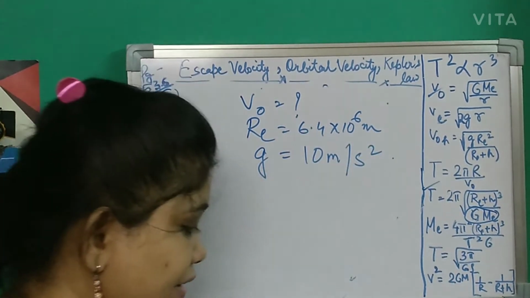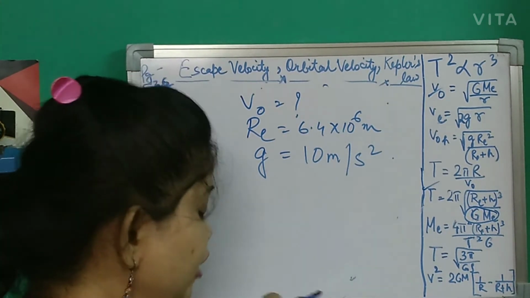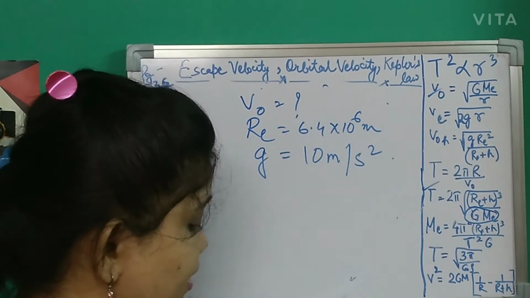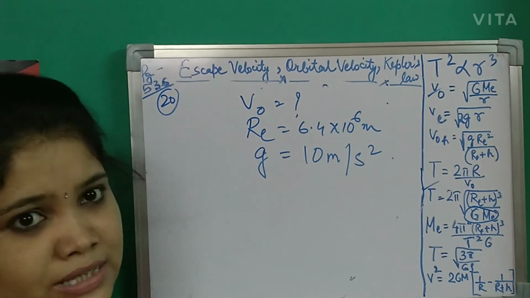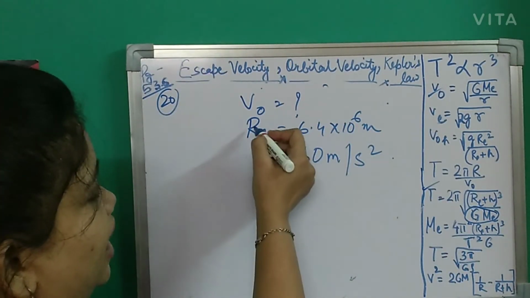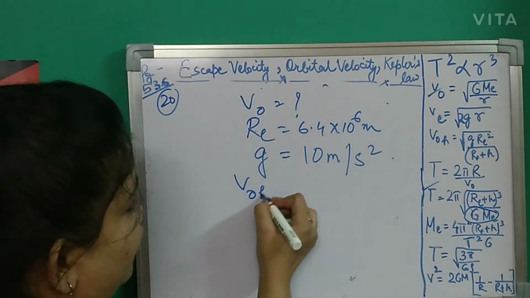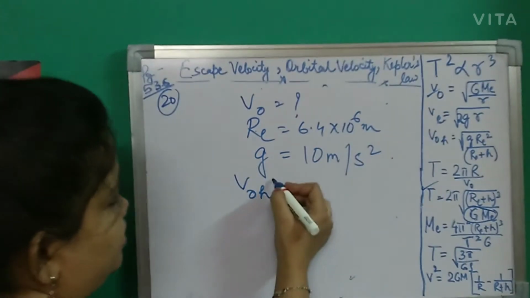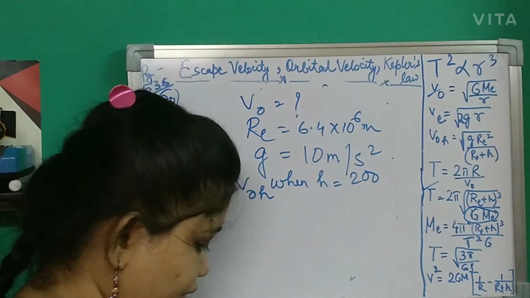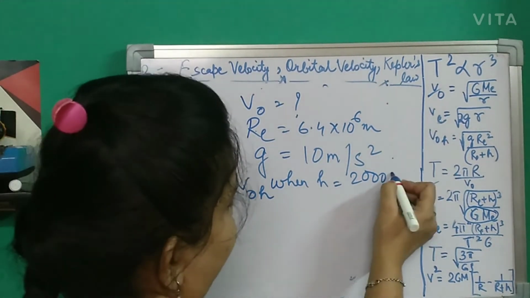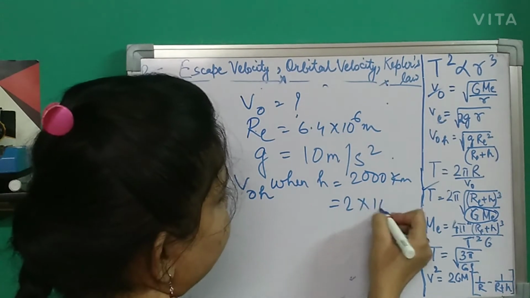What else is given? What will be the orbital velocity if the satellite is at a height of 2000 km from the Earth's surface? So you see here, students, that there are two parts in this sum. One, where RE and G are given, you have to find V0, and another, you have to find V0H, where the height is given as 2000 kilometer. You can convert into meter: 2000 kilometer means 2 into 10 power 6 meter.